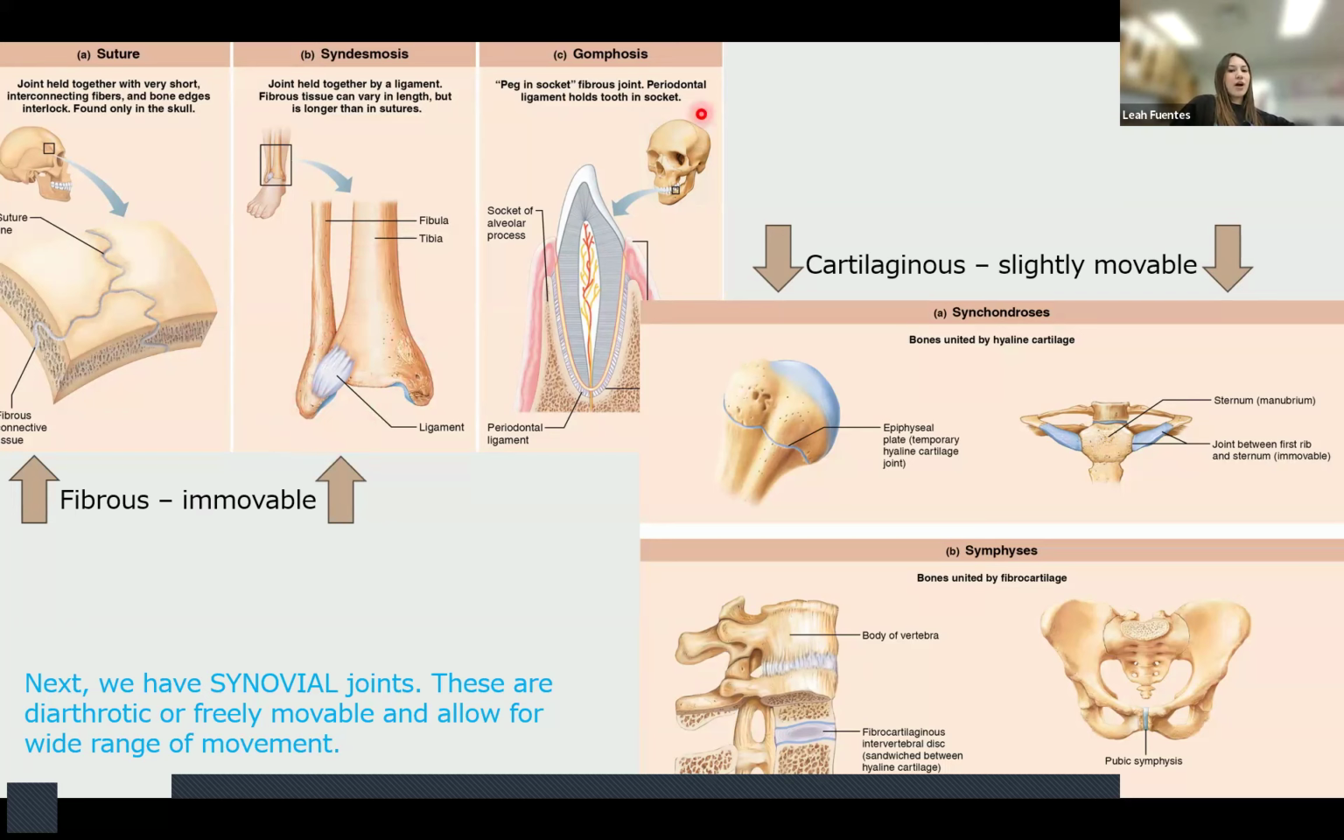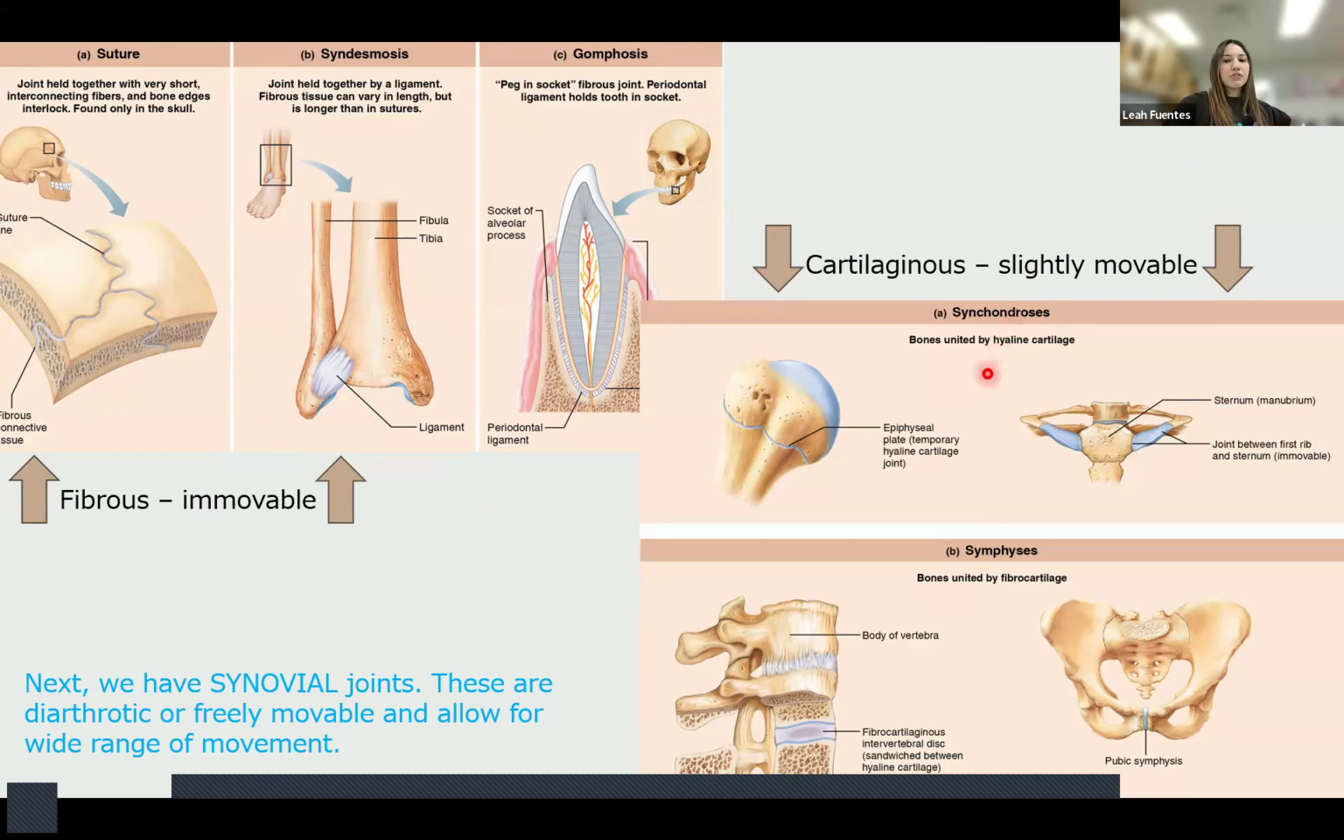Syndesmosis. And then gomphosis are peg and socket joints. Again, these are not supposed to come out. The easy example of this is your tooth in its socket. Again, fibrous, immovable. We then have cartilaginous joints. These are slightly movable. We have synchondrosis and symphysis.